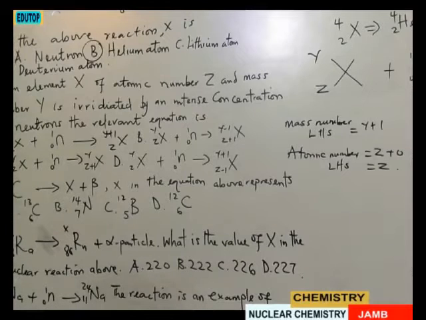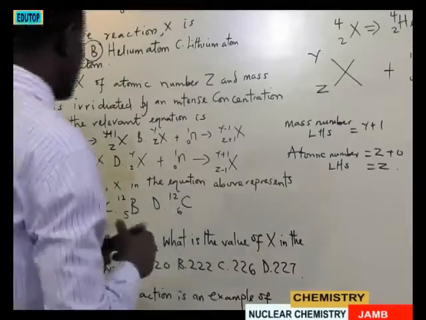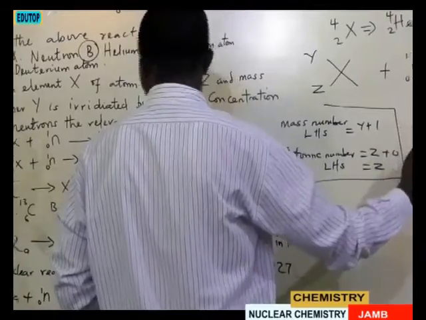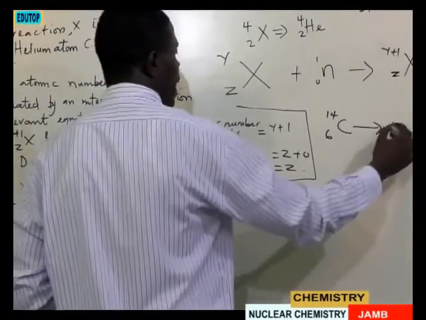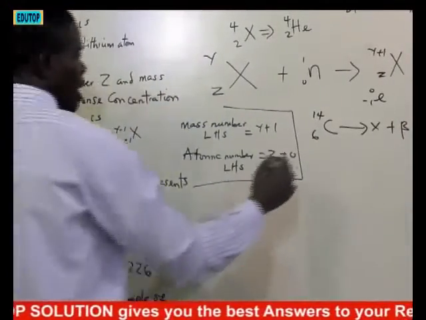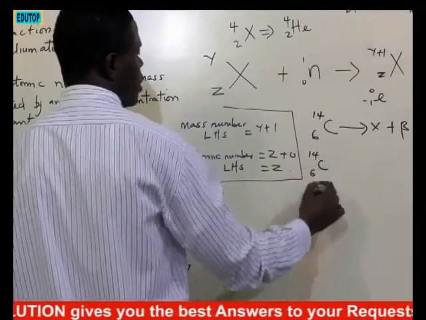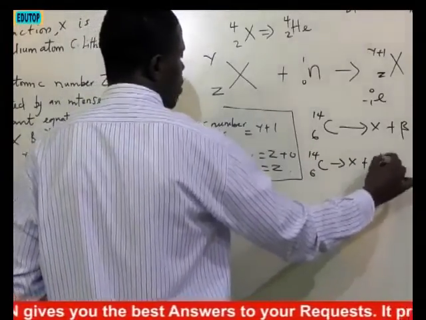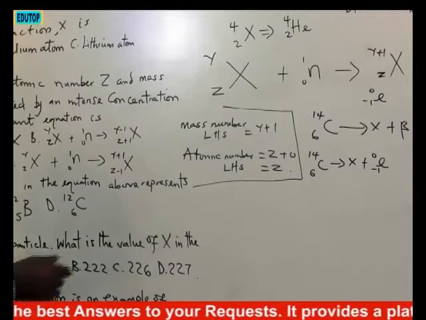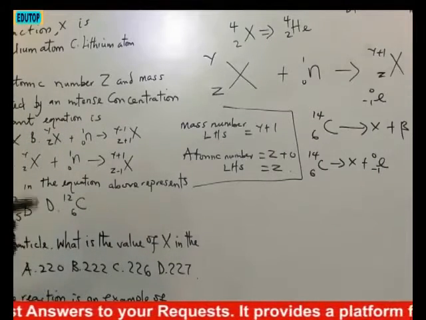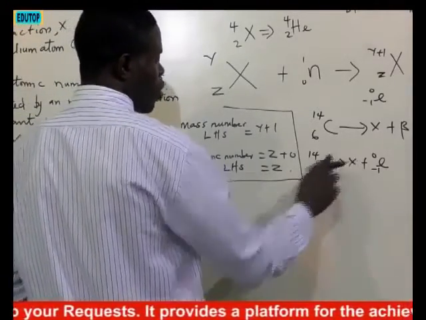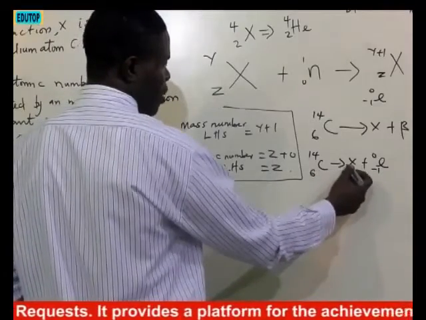Then, question 3. We have carbon 14, C14. Then you have it producing X plus beta. And what is beta? Beta is minus 1, 0. That's electron. So automatically, what you are saying is that carbon 14 will now be X plus electron. And whenever you have a beta emission, what happens to the atomic number? It will definitely increase. Remember, we did something like that previously. So definitely what it means is that if you have a 6 here, it will turn to 7.